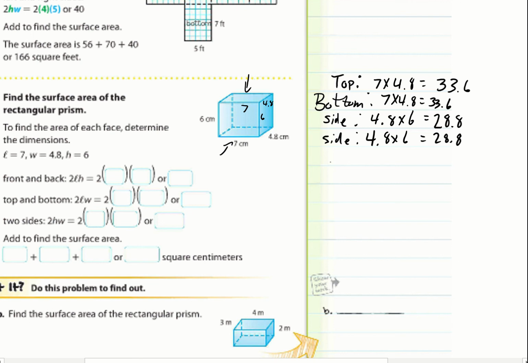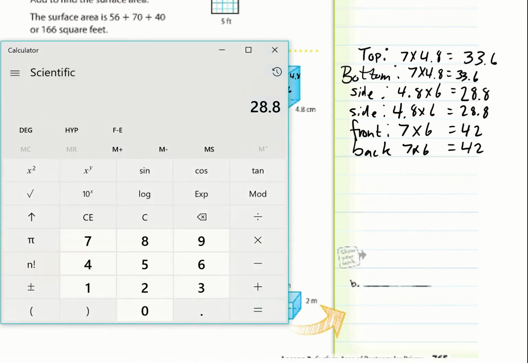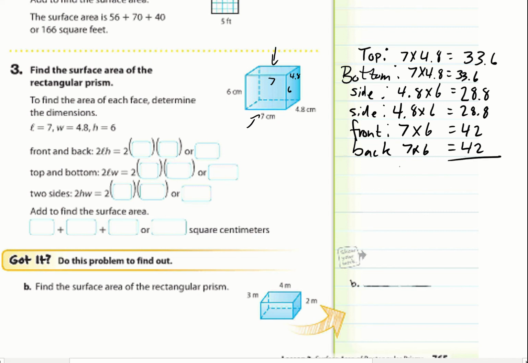Now I have my top and bottom, I need my front and my back. So my front is 7 times 6 equals 42. So that means my back is going to be 7 times 6 equals 42. Now my last step is to add them all together. So 33 6/10, and then plus 28 8/10 plus 28 8/10 plus 42 plus 42. That gives me 208. So total 208 8/10 centimeters squared.